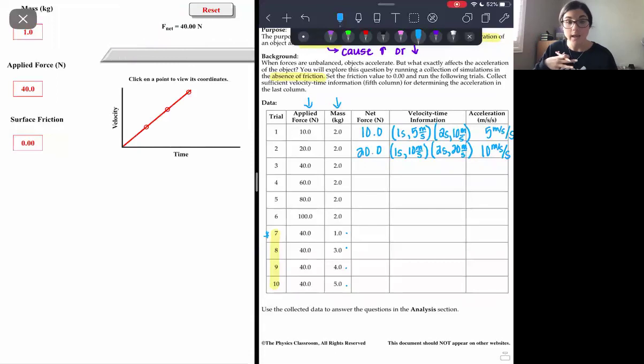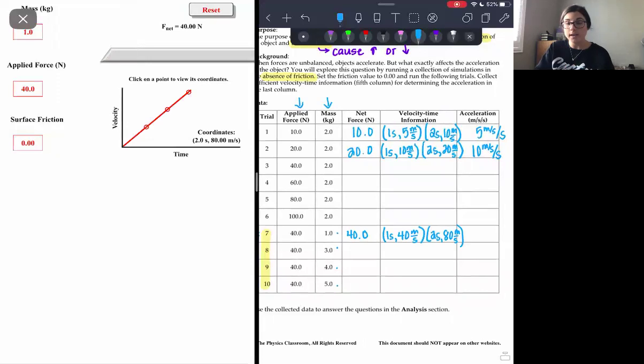So wow, the line is definitely a lot steeper, and I can even see in the program the block is speeding up very quickly. So my net force is 40.0 newtons. My velocity time data, at 1 second, my velocity is 40 meters per second. At my second point, it's 2 seconds, and my velocity is 80 meters per second. So wow, big, big difference here.